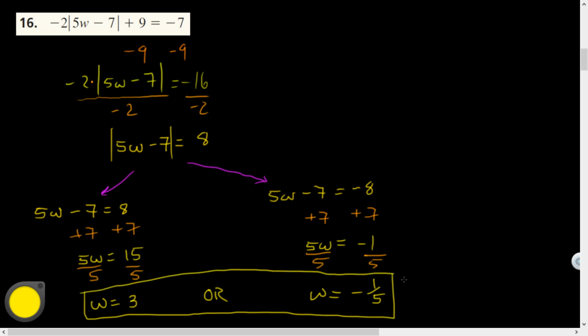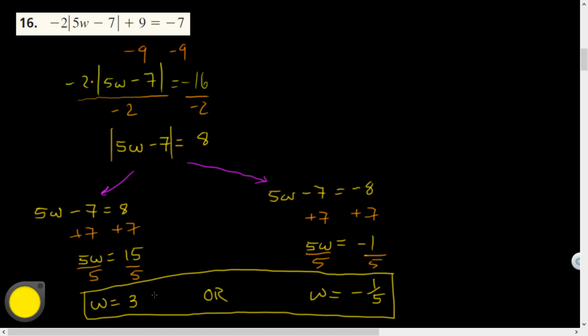And those are my two solutions. Now, with absolute value, especially if I have a variable outside the absolute value, when I had to opposite both sides, you need to do a check to make sure you didn't end up with an extraneous solution.